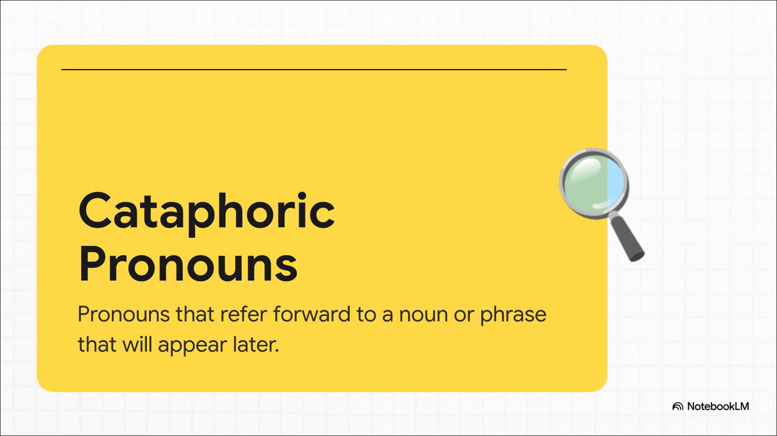Conversely, we have cataphoric pronouns. These are kind of fun because they look forward, teasing the noun before it even arrives. For example, it was clear that he had done something wrong. The it is actually referring forward to the entire clause that he had done something wrong. It builds a little bit of linguistic suspense.